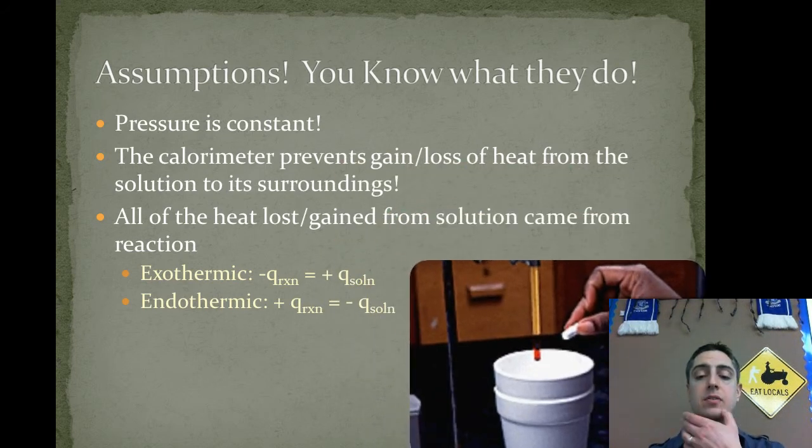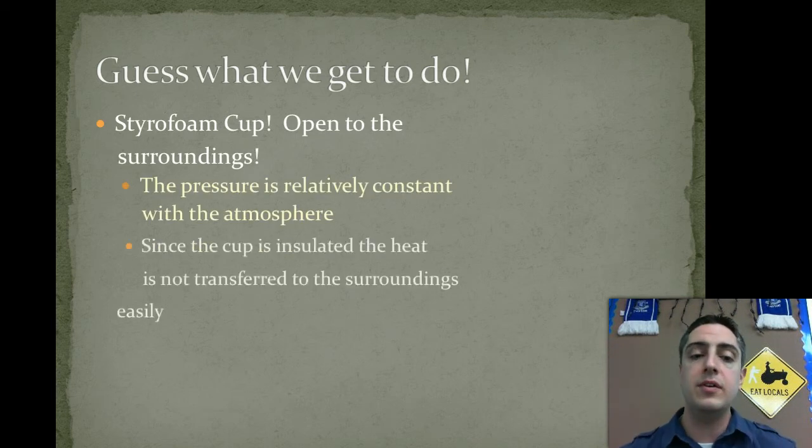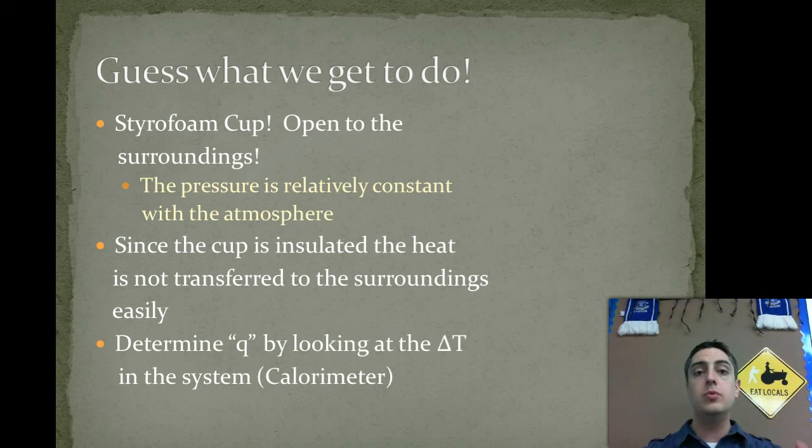This is an example of a calorimeter here. We'll talk a lot more about this in class as we use them in a couple of actual lab experiments. So what do you get to do? Well, we're going to use styrofoam cups. They're open to the surroundings, which means the pressure is relatively constant because it's just atmospheric pressure. Since the cup is insulated, the heat is not transferred easily to the surroundings. And we're going to determine Q, which therefore equals our delta H, by looking at the change in temperature within the system, or the calorimeter. Now we're assuming that some of the heat will get lost if you leave it sit there long enough. So if we take fast enough measurements though, we can get a pretty good gauge of what our delta H is going to be.